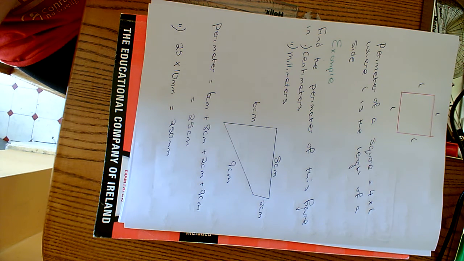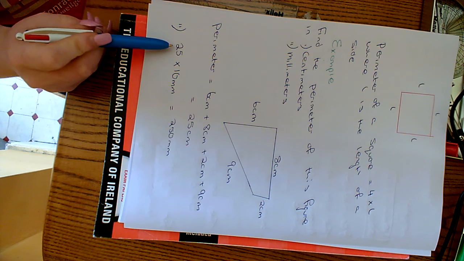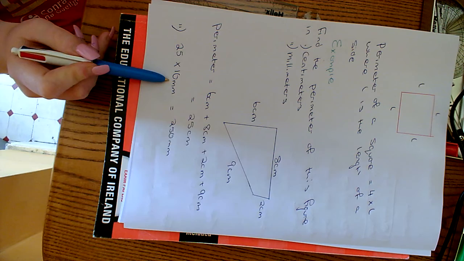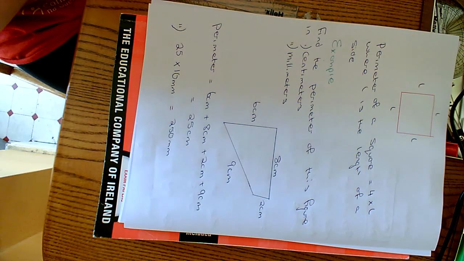A few moments ago I told you that there is 10 millimeters in 1 centimeter. So I need to find out how many there are in 25 centimeters. So I multiply 25 by 10 millimeters, and I get 250 millimeters.